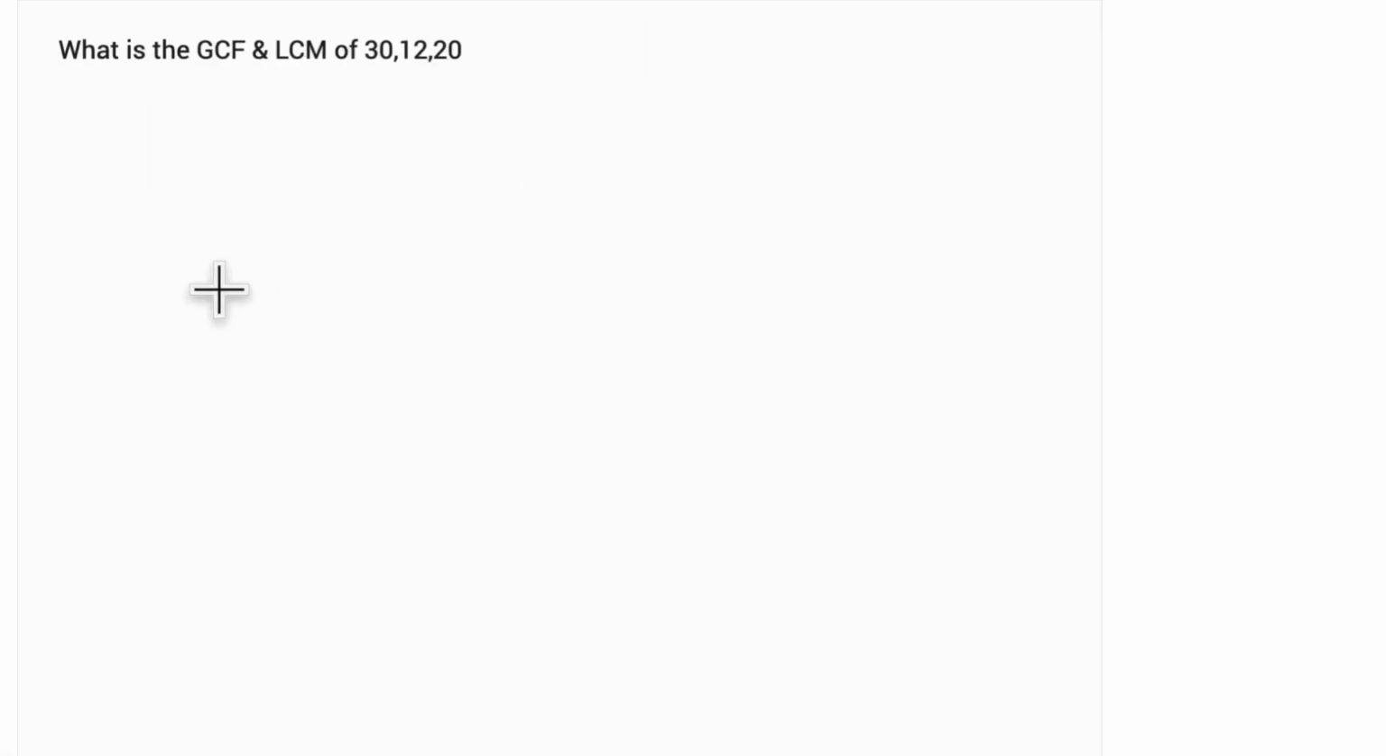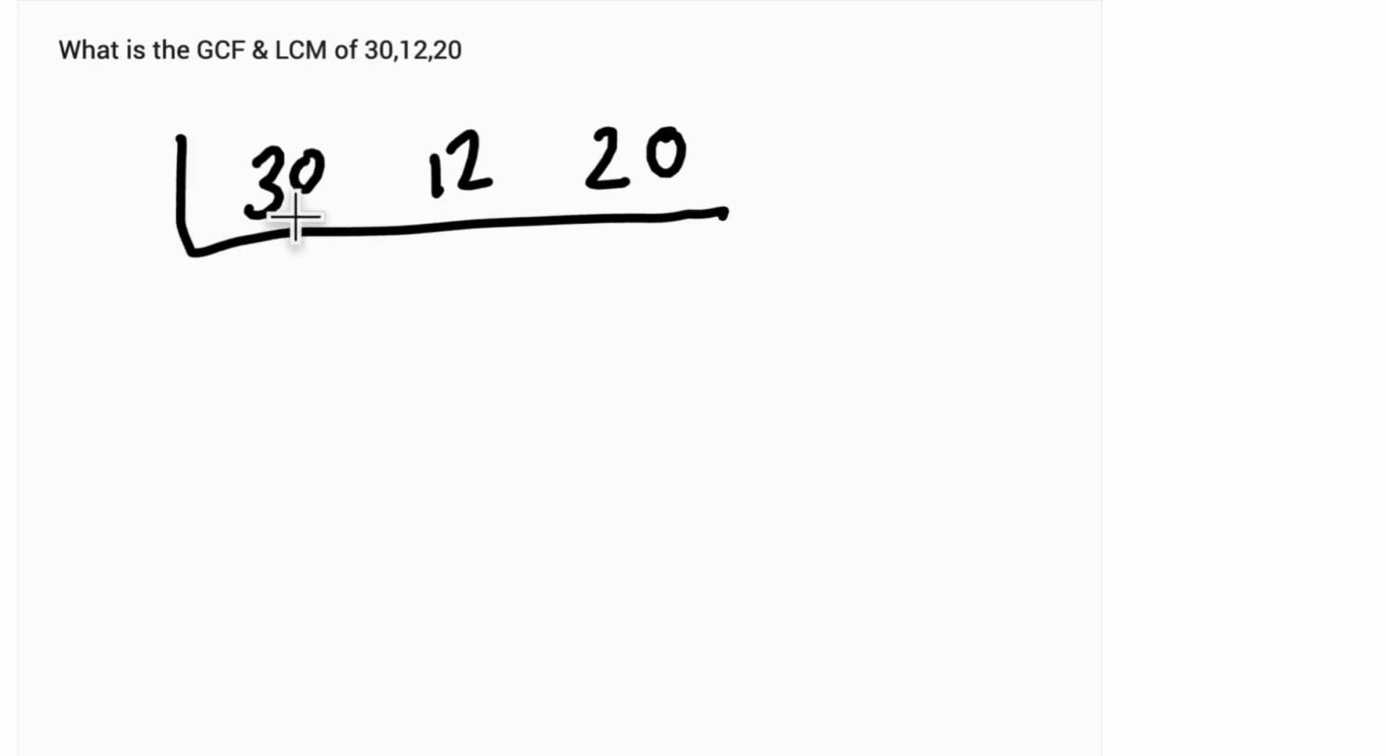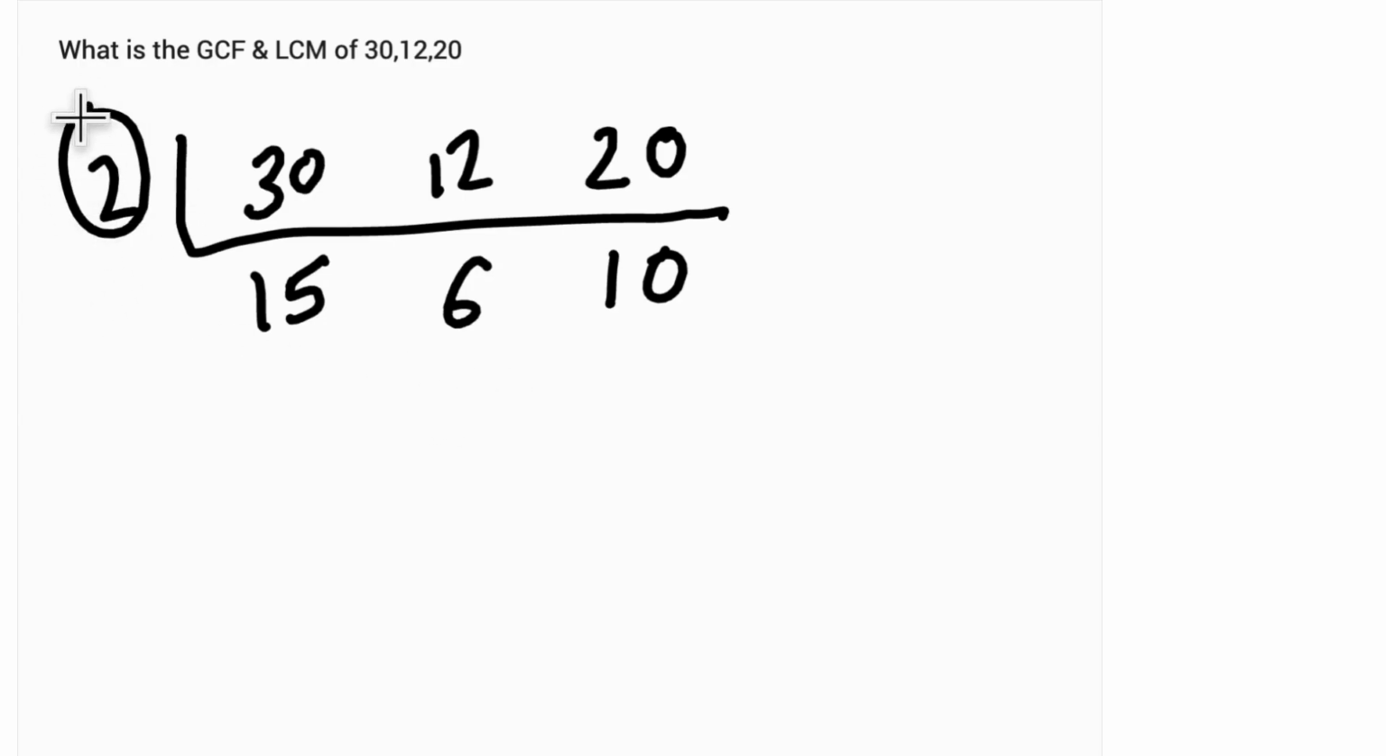Okay, let's look at one last question. What is the GCF and LCM of 30, 12, and 20? Okay, so let's draw the line. 30, 12, and 20. So 2 is a common factor. 30 divided by 2 is 15. 12 divided by 2 is 6. 20 divided by 2 is 10. So now let's see, are there any other common factors? No, it doesn't look like there are. So that means the GCF is just 2.